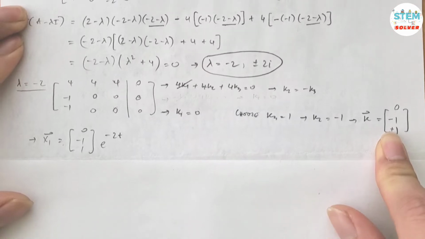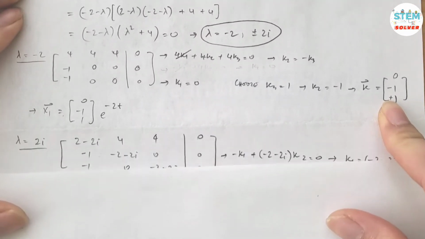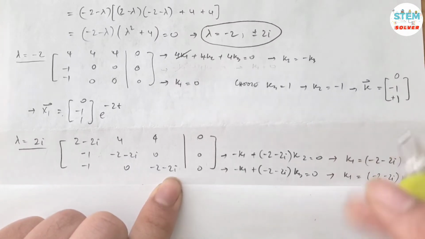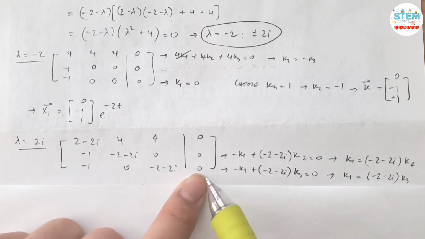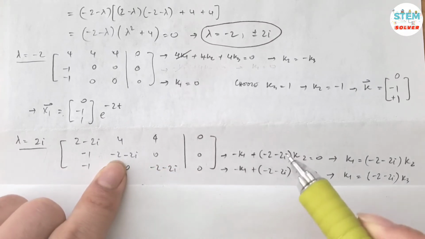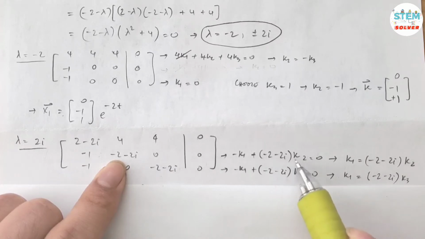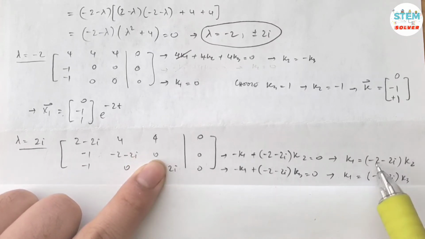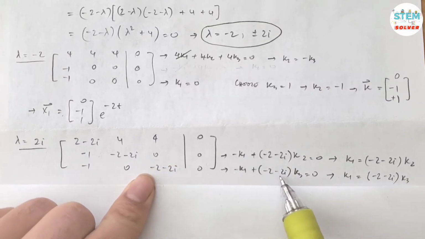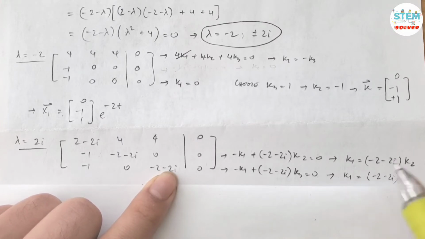Now you are going to do the same thing for lambda equals positive 2i. Plug it into A minus lambda I. That gives you this matrix augmented with 0. Again, let's see, use the second equation. I have -k1 plus (-2 minus 2i) times k2 equals 0. Solve for k1, I got (-2 minus 2i) times k2. Use the third equation. I have -k1 plus (-2 minus 2i) k3 equals 0. Solve for k1, I got this one.